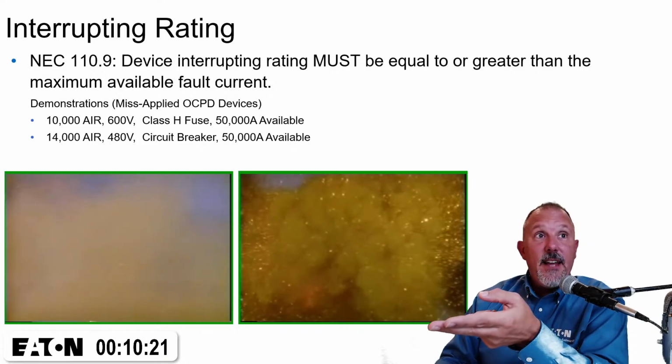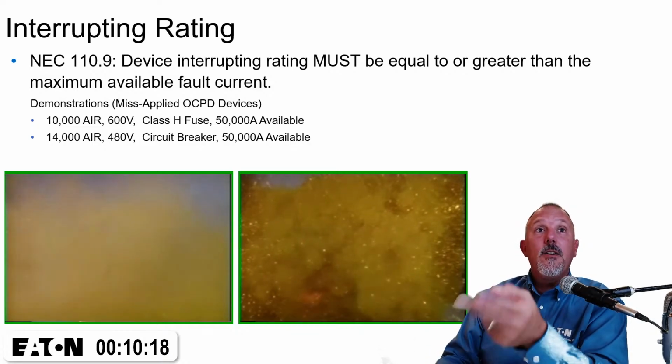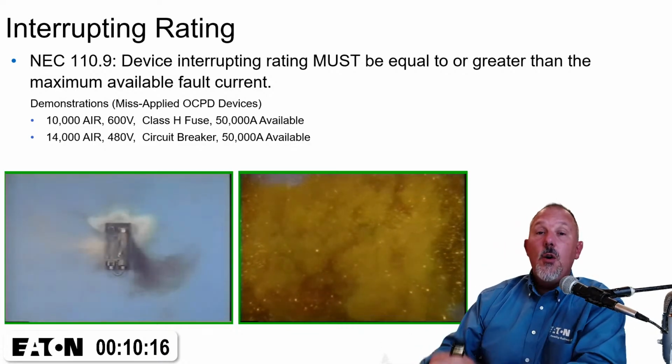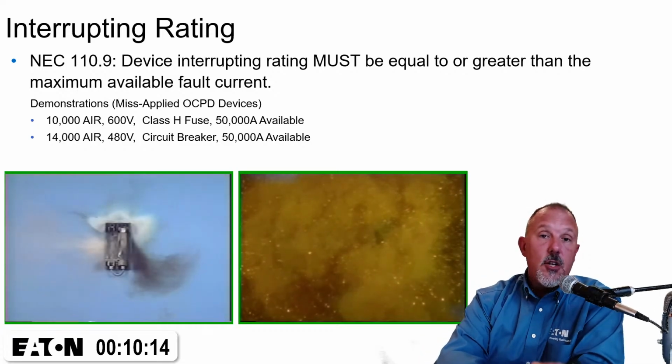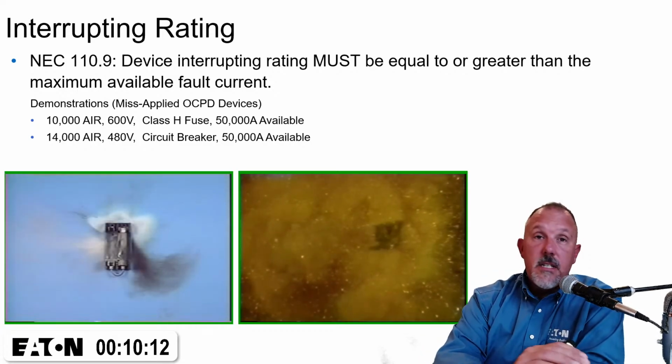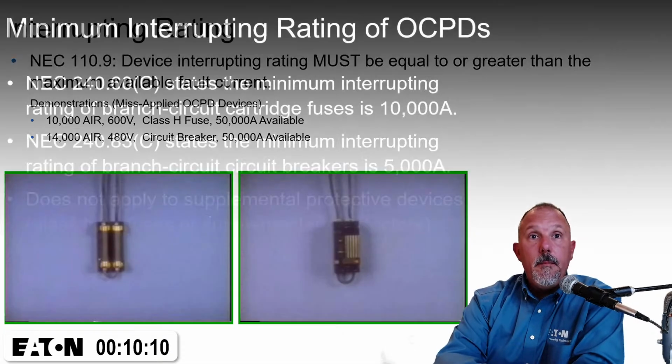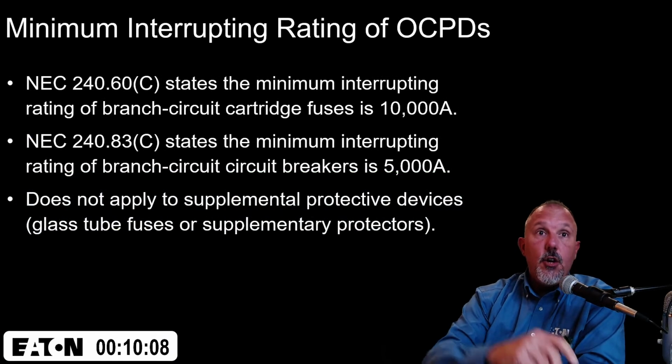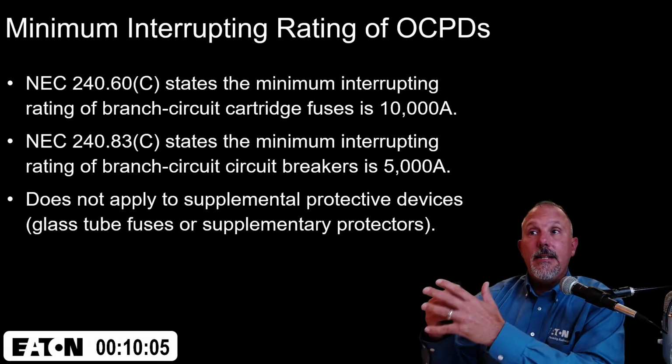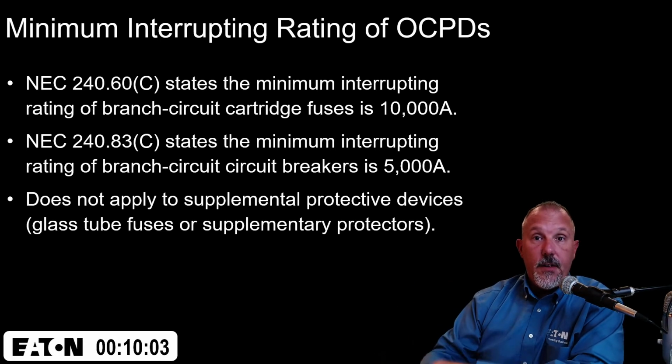This is a 14,000 amp interrupting rated breaker, and we put 50,000 amps through it. We are misapplying both of these. This is a serious misapplication. Serious misapplication. You don't want to misapply the overcurrent protective device because it can fail on you in the field.